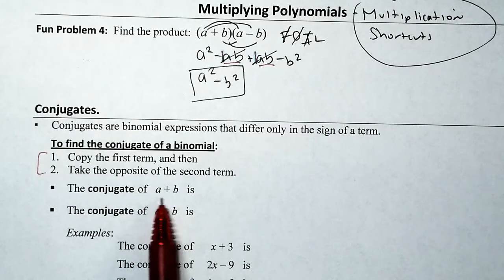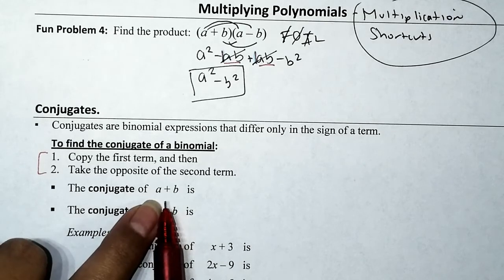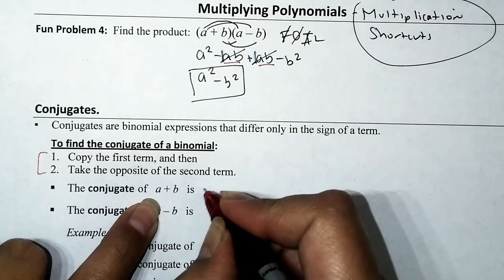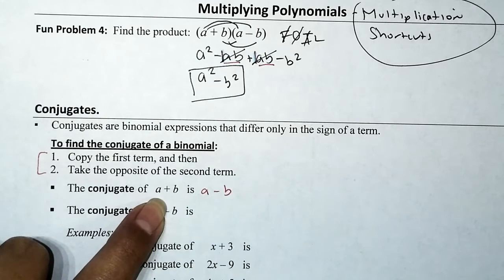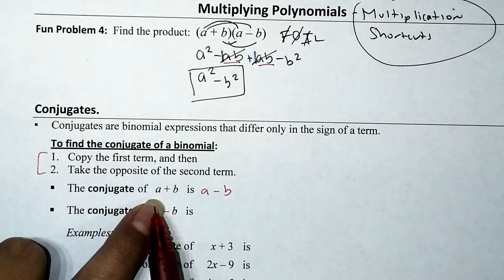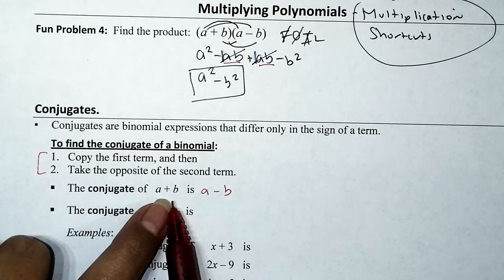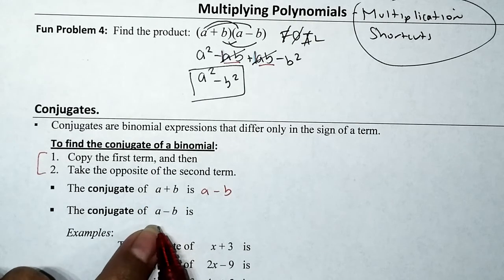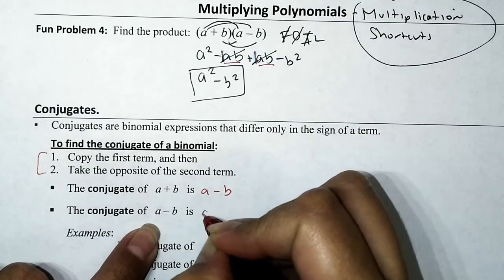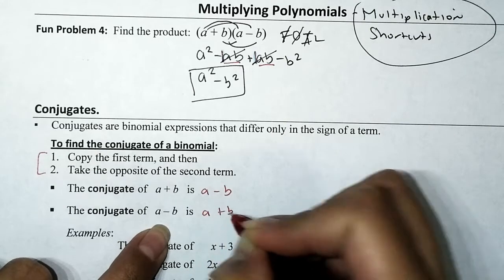So I'm like, copy, opposite. Conjugate of A plus B, copy, opposite. To find the conjugate of a binomial, copy the first term as is and take the opposite of the second term. Now, on that note, what's the conjugate of A minus B? We're like, oh, conjugate, we got it. Copy, opposite. We copy the first term, and then we take the opposite of the second term.